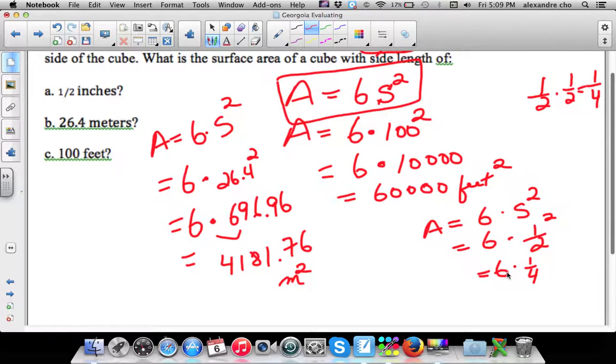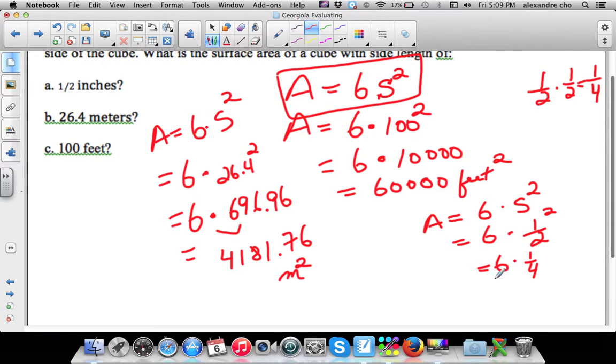Now you get 6 times a fourth. You can, if you like, put the 6 over 1 and again multiply across. 6 times 1 on top is 6. 1 times 4 at the bottom is 4. You can definitely simplify this to 3 halves, or 1.5, and the unit here is 1.5 inches squared.